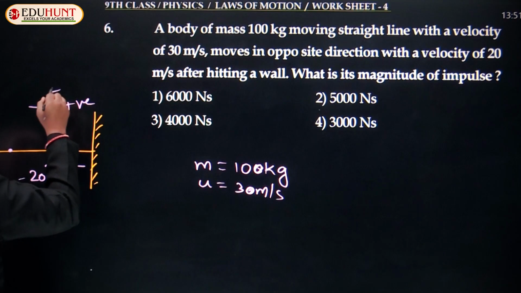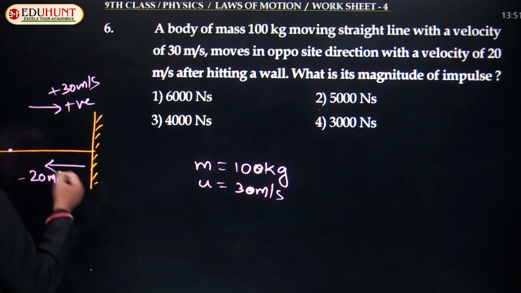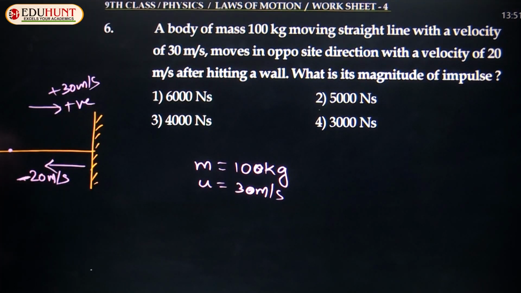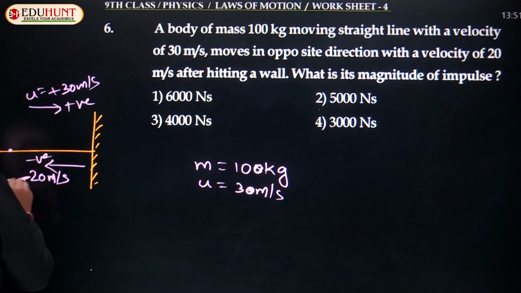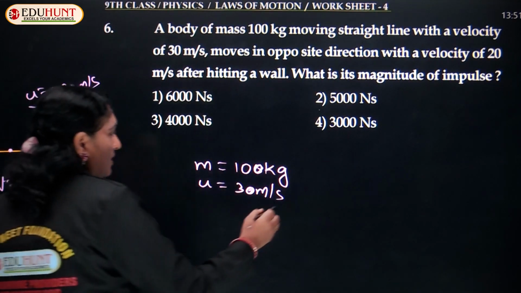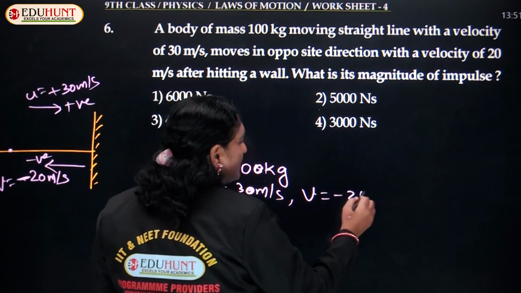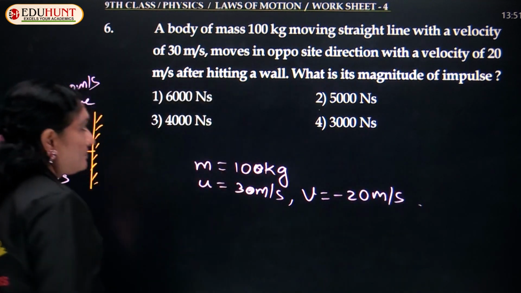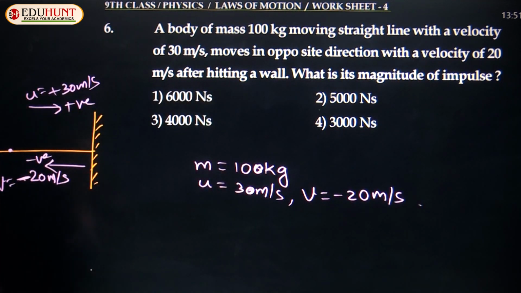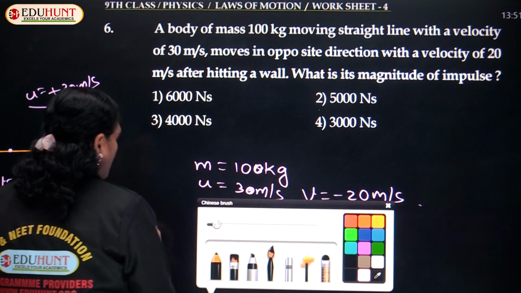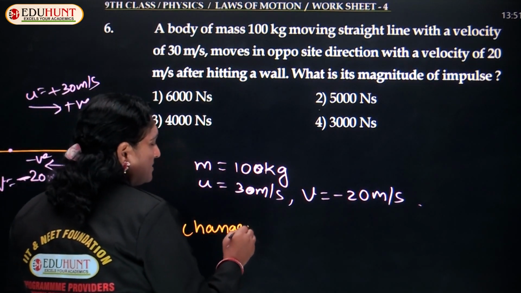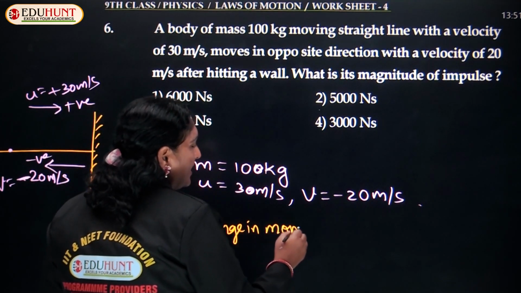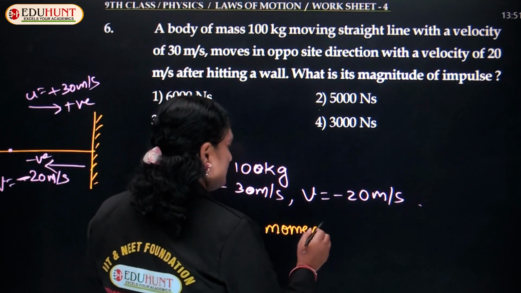This is plus 30 meter per second, positive direction, and negative direction is taken as minus 20 meter per second. So this is your initial velocity and this is your final velocity after hitting the wall. So V is given as minus 20 meter per second. What is the magnitude of impulse? Children, as we know, the magnitude of impulse is nothing but change in momentum. How much is that? Change in momentum.